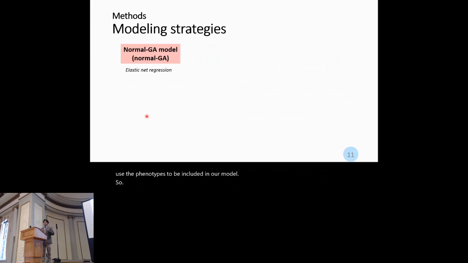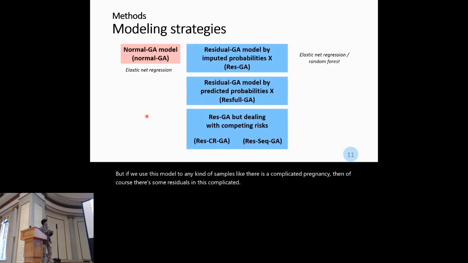Our model is actually multi-stage. In the first stage, we only use normal placental clocks, because the long-term goal of this placental clock is to study the aging mechanism. So first, we want to know which CpGs actually contribute to normal aging. But if we apply this model to other samples, like a complicated pregnancy, then of course there are some residuals in this complicated pregnancy. And then we build other models to predict the residuals.